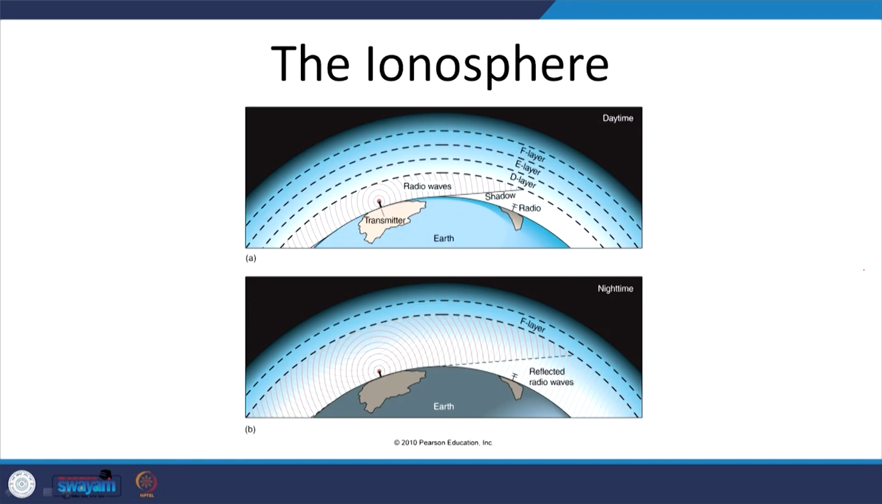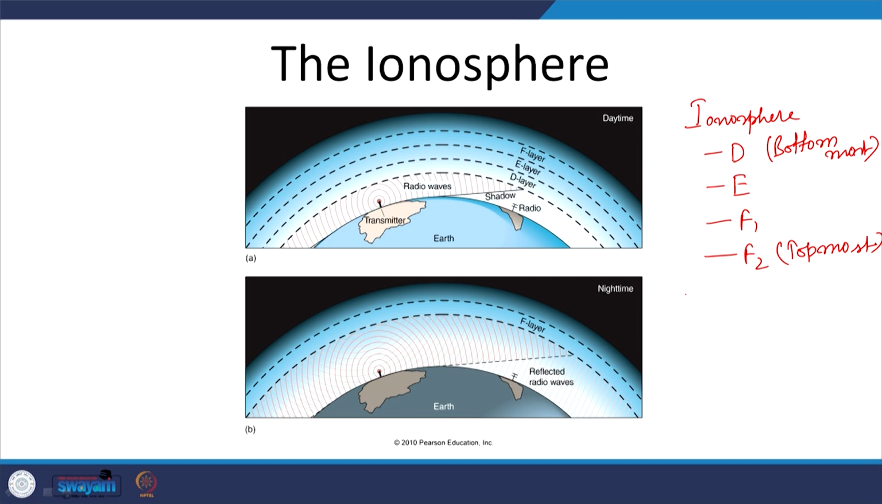The ionosphere is again divided into 4 different layers. Let us say it is defined into D layer, E layer, F1 and F2. Now, the D layer is the bottommost, and the F2 layer, if it is existing, is the topmost.